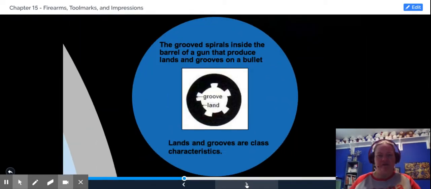All right, the groove spirals inside the barrel of the gun. That is called rifling. These are class characteristics, and again, they just help determine the spin of the bullet.